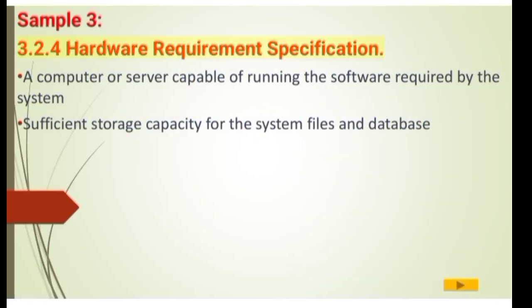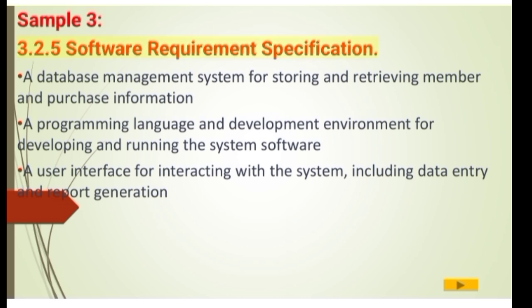Sample 3. 3.2.4 Hardware Requirement Specification. A computer or server capable of running the software required by the system, with sufficient storage capacity for the system files and database. Sample 3. 3.2.5 Software Requirement Specification. A database management system for storing and retrieving member and purchase information, a programming language and development environment for developing and running the system software, and a user interface for interacting with the system, including data entry and report generation.